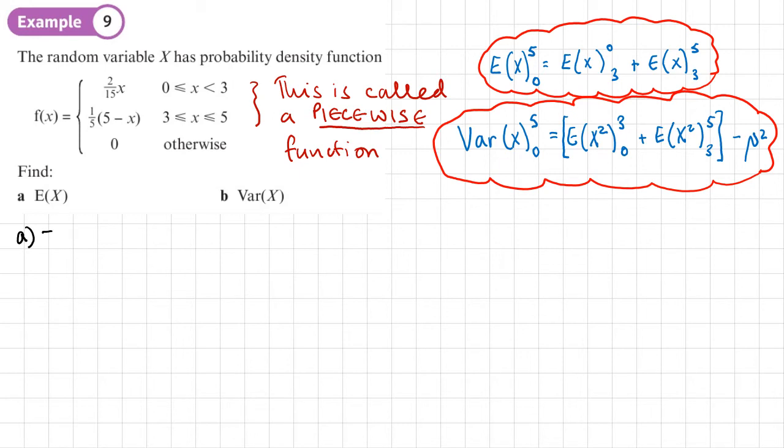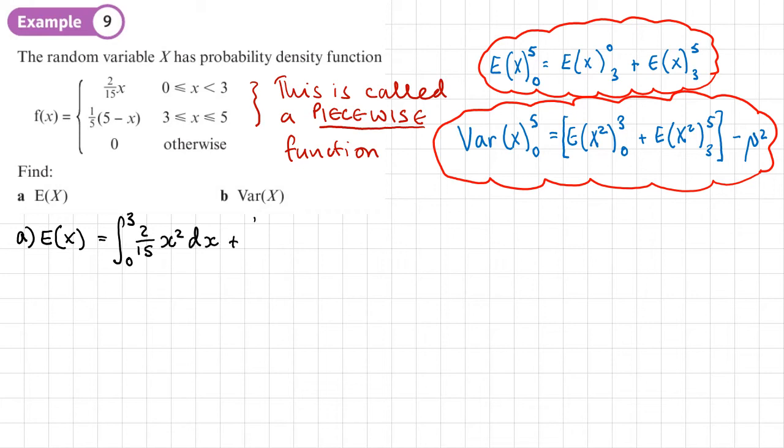Okay, so let's now work through the question. E of x is going to equal the integral between 0 and 3. So we're finding E of x between 0 and 3. That means we do 12x here, this part of the function between 0 and 3, and times that by x. So that becomes 2 over 15 x squared.